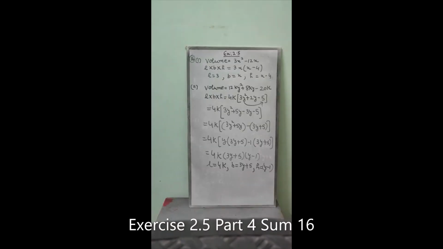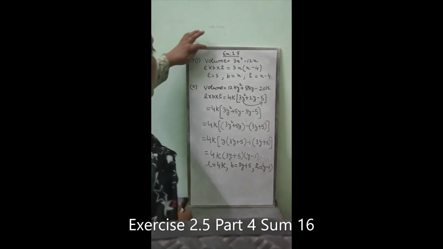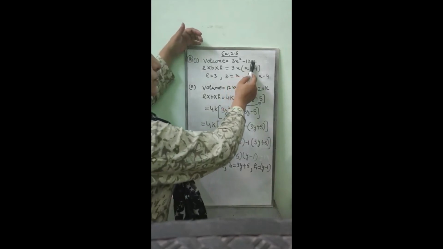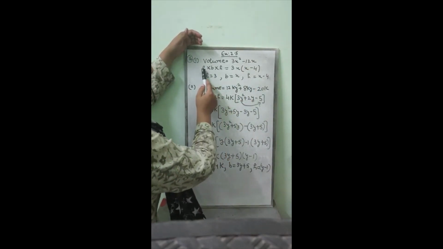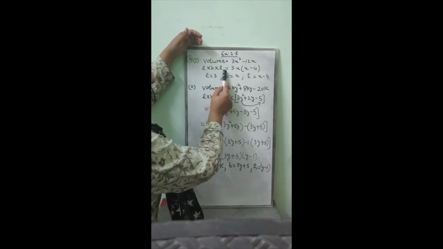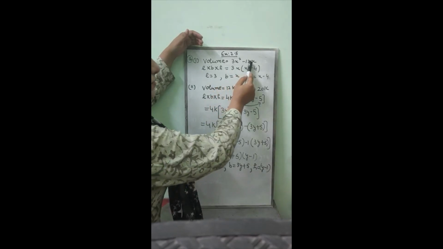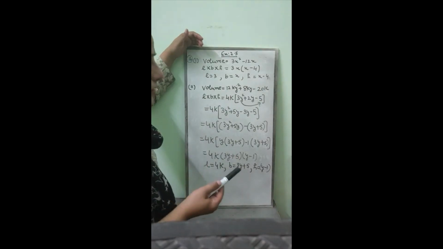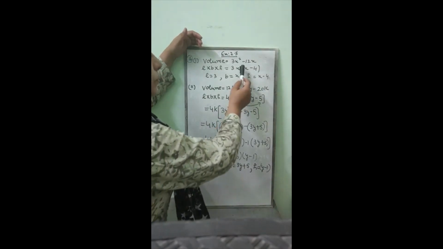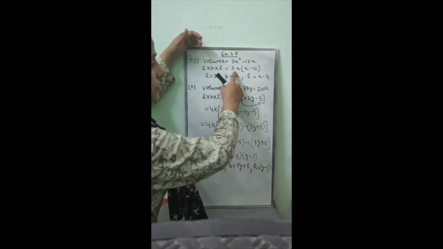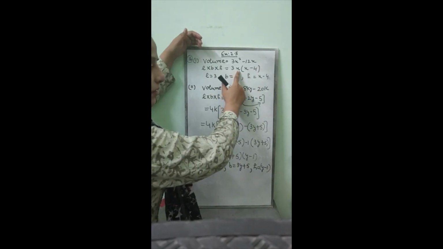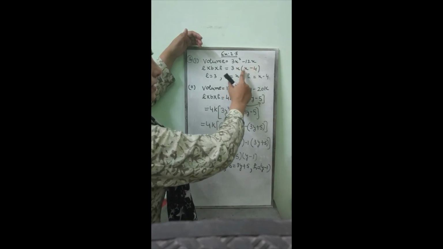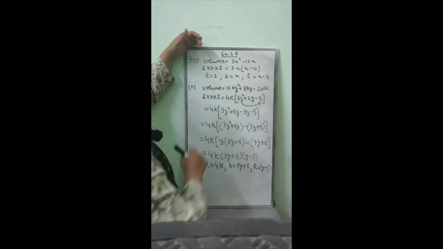Yes students, now I am going to discuss exercise 2.5 sum number 16. First part. Volume is given as 3x square minus 12x. Formula for the volume of a cuboid is L into B into H. So we need to make three factors of the statement so that one factor is length, second factor is breadth and third factor is height. So from this statement 3x is HCF. So we will take 3x as common factor. Inside the bracket you will get x minus 4.